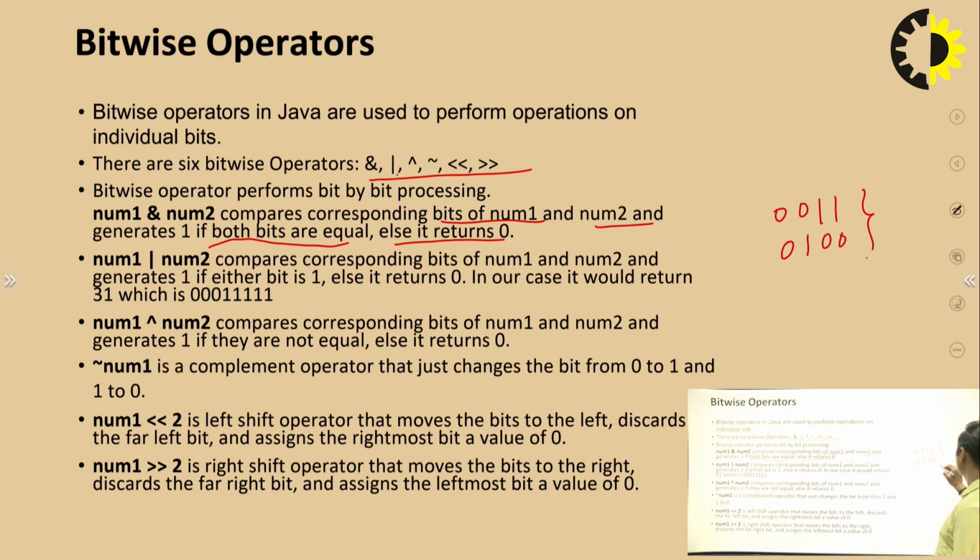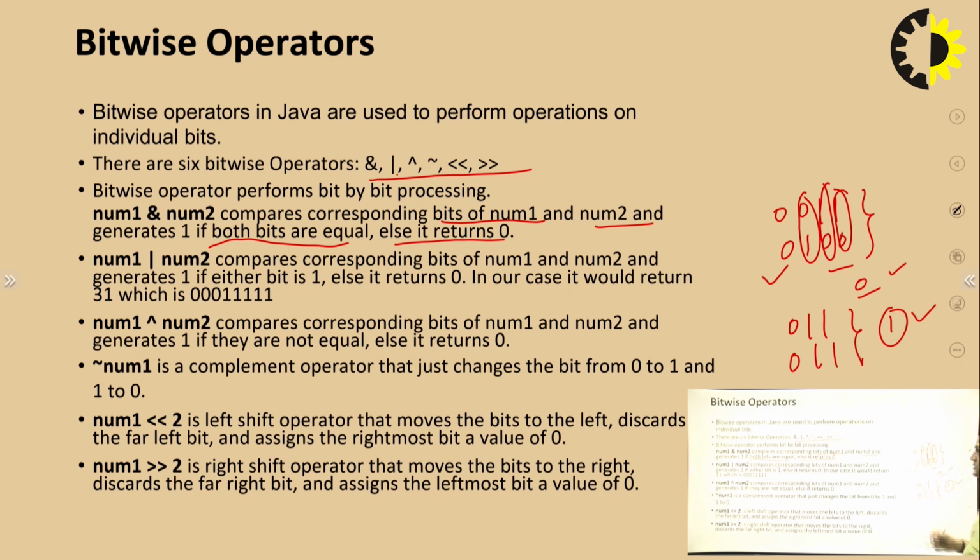This is not equal because one bit is changed. Only one bit is matched. But if it is written like this, it returns 1, and this returns 0. So these are the bitwise operators that we can use in a particular method.